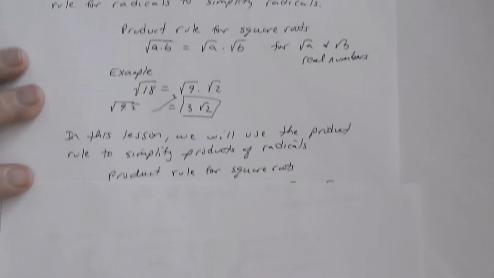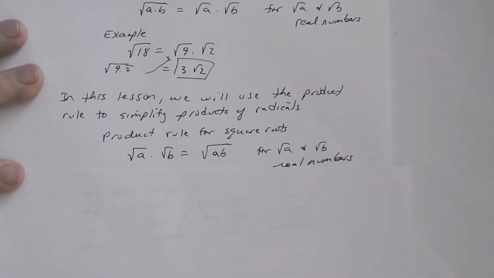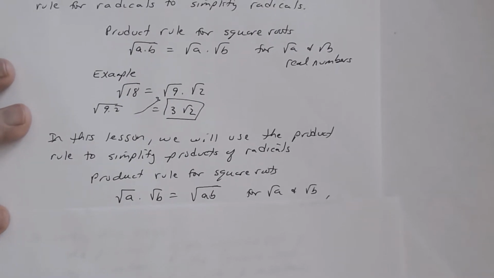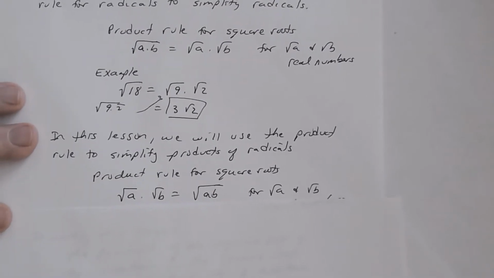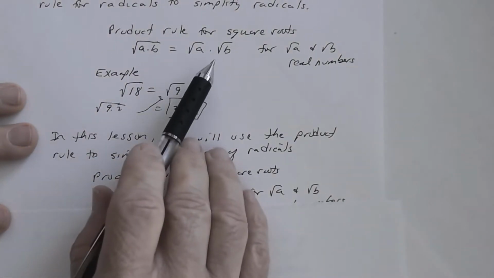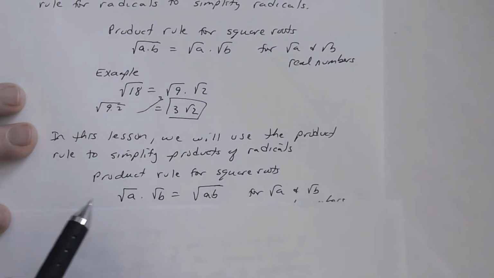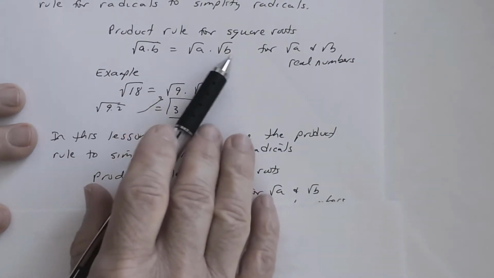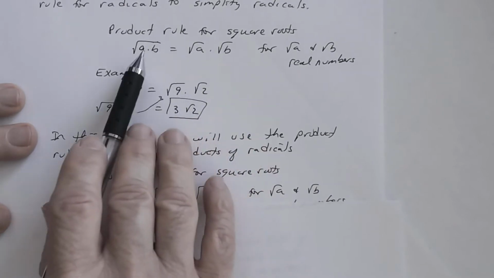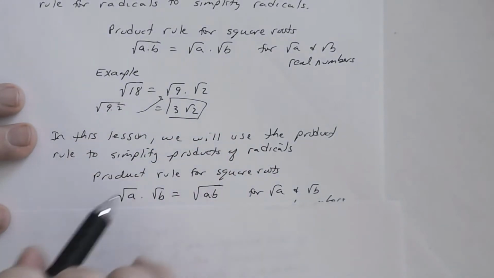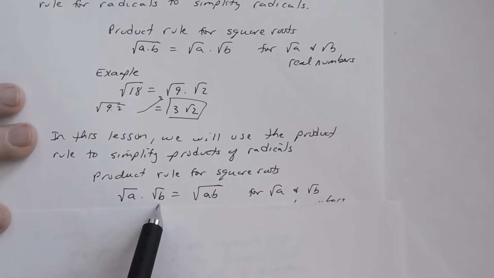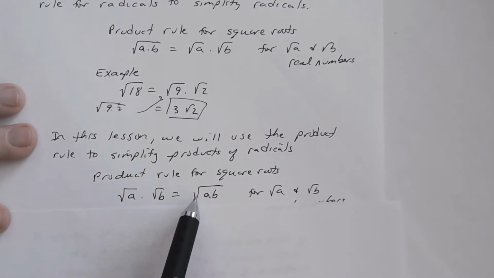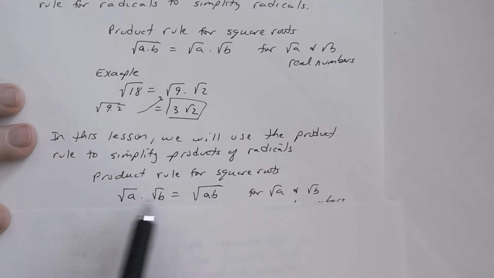Now, in this lesson, we're going to use the product rule to simplify products of radicals, so basically we're going backwards. If I have the product of two or more square roots, then I can write it as one square root by multiplying the radicands. If I have the square root of a times the square root of b, I can write it as one square root with the radicand being the product of these radicands.